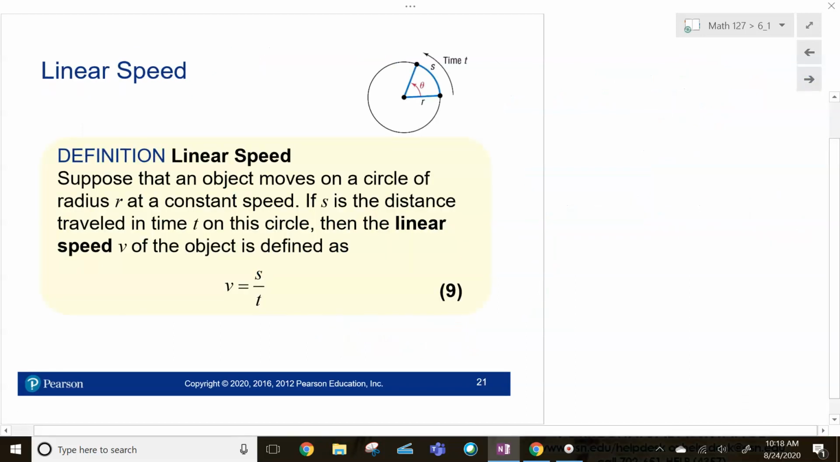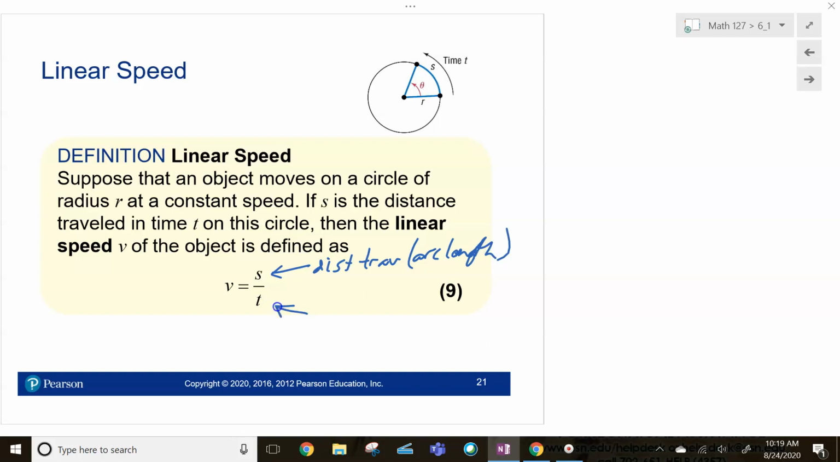All right, let's get into linear speed and angular speed now. So linear speed, let's suppose that an object is moving on a circle of radius r at a constant speed. If s is the distance traveled, the arc length that it covers, in time t, then the linear speed is the distance traveled, that's the arc length, compared over how much time?